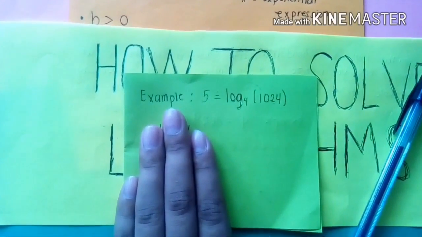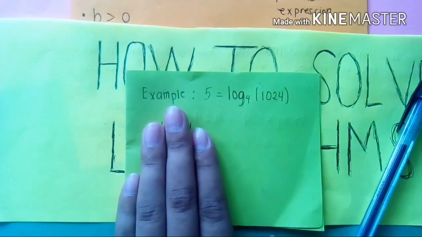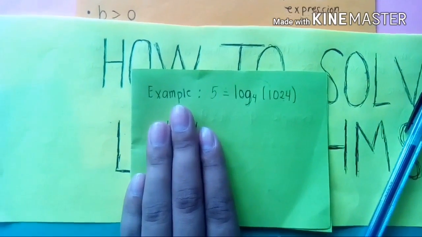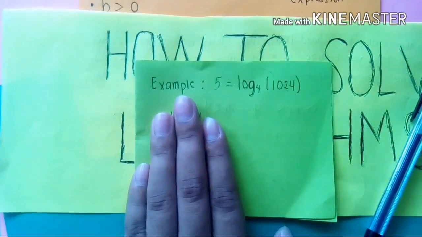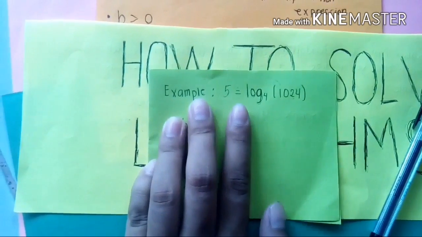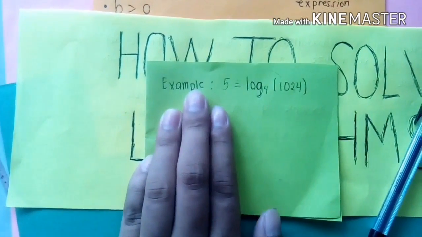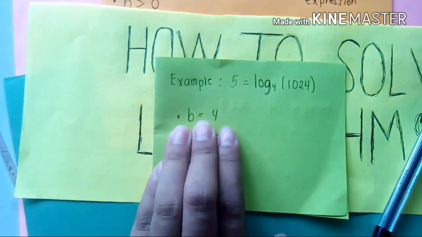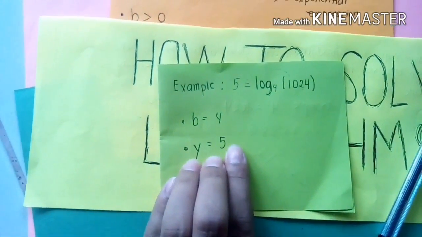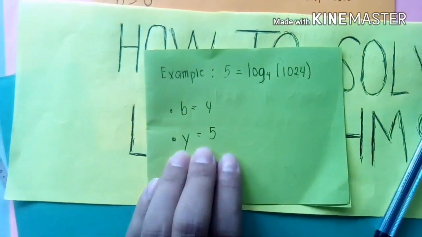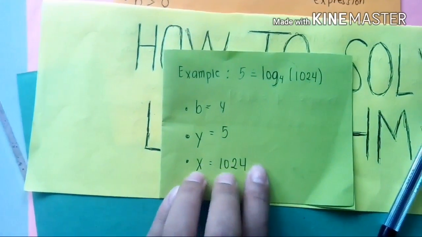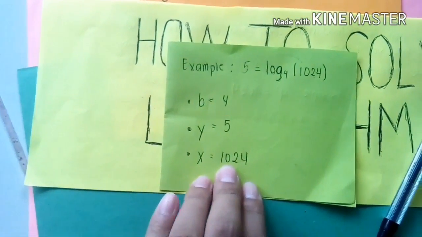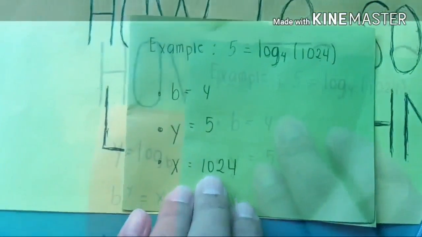Look at the equation and identify the base, exponent, and exponential expression. 5 equals log 4, 1024. The base is 4, the y or the exponent is 5, and the x or the exponential expression is 1024.